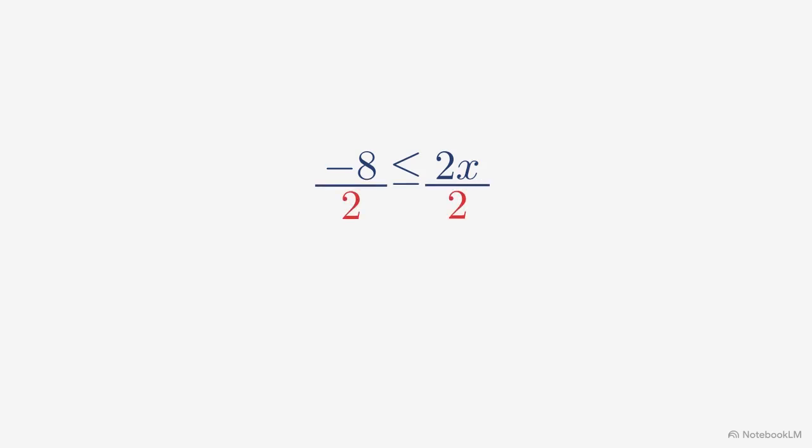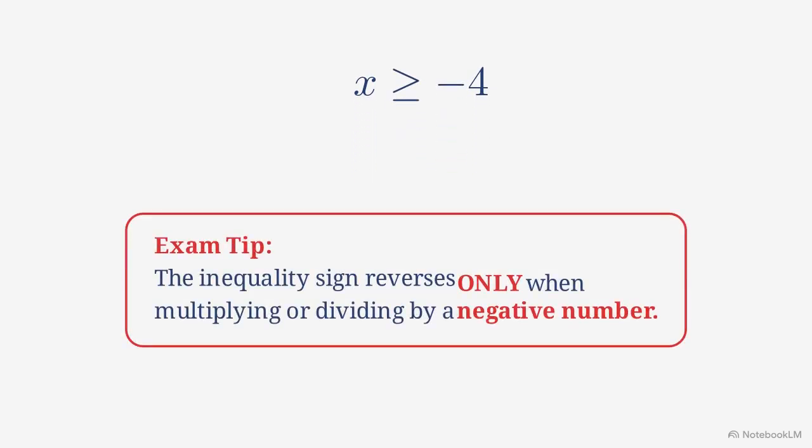This leaves us with -8 is less than or equal to 2x. Now we simply divide both sides by 2, which gives us -4 is less than or equal to x. It's often easier to read an inequality when the variable is on the left. By flipping the entire statement, -4 is less than or equal to x becomes x is greater than or equal to -4.